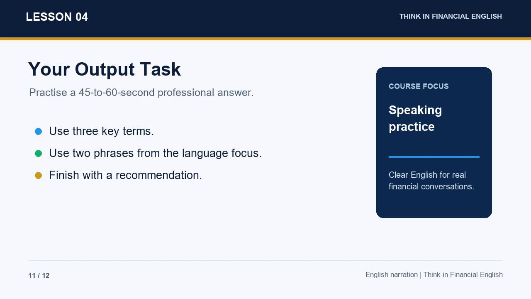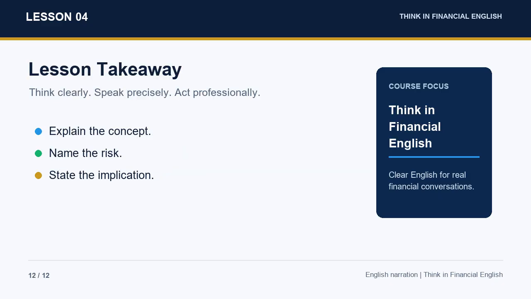The purpose of the course is not perfect grammar in isolation. The purpose is to help you speak English that can survive a real financial conversation. For extra practice, create 3 versions of the same answer. Version 1 should be simple, using plain English and short sentences. Version 2 should be professional, using the vocabulary and sentence patterns from this lesson. Version 3 should sound like a real workplace briefing, with context, analysis, risk, and action.